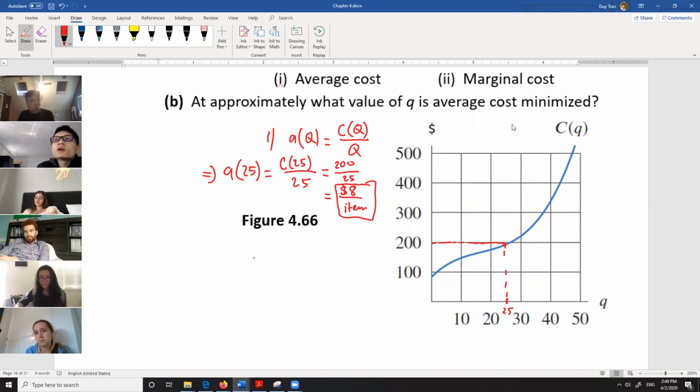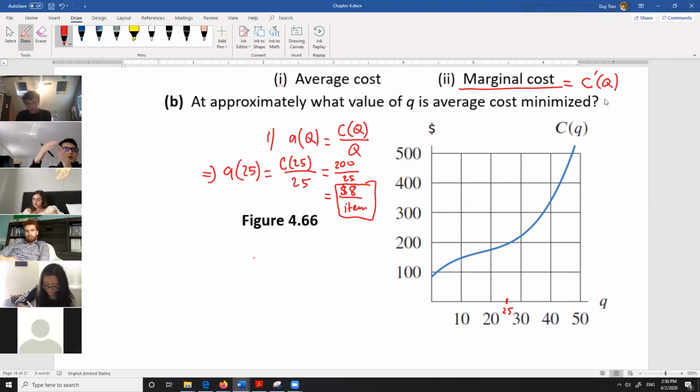What about the marginal cost? So that is the average cost. Now let's erase that. Then let's do the marginal cost. Remember, the marginal cost is equal to what? The marginal cost is the derivative of the cost. Marginal means derivative. So we are looking for the derivative.